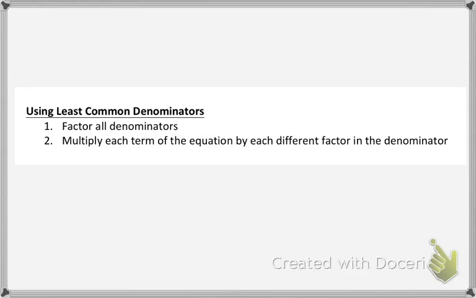So when using the least common denominator method, the first thing you're going to do is factor all denominators. And then you're going to multiply each term of the equation by the different factors in the denominator. So make sure that you only multiply by each factor once. It's going to make the problem a lot simpler if you're only multiplying by each factor one time.